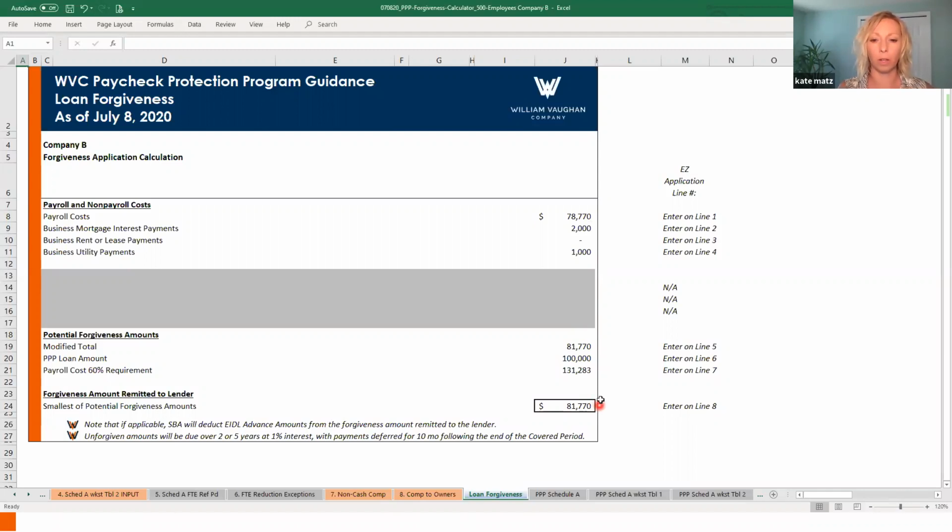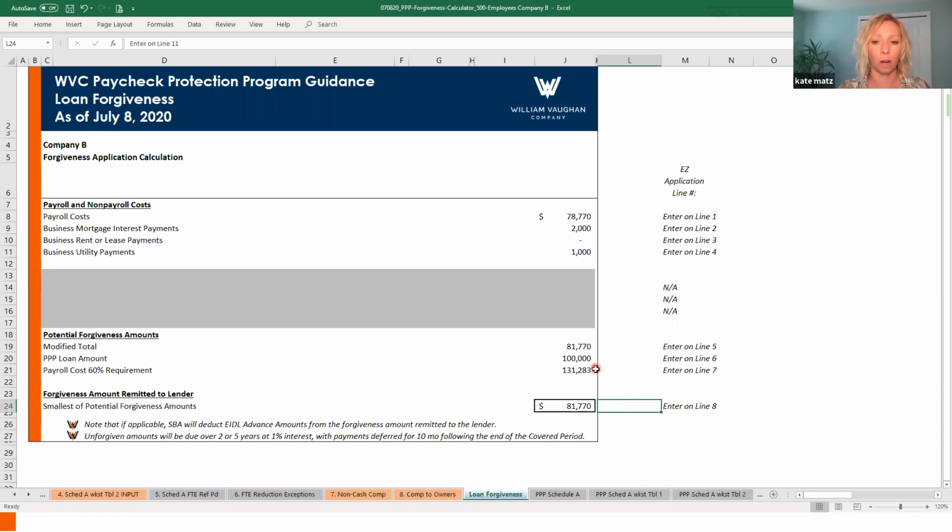So in this case, our current calculation as we've got it does not get us to full forgiveness, right? Our total loan amount was 100,000. We've only come up with 81,770. So if you ran through the calculator and you got to that conclusion, what you would start to do would be look at, all right, well, what's driving that? And is there anything that I can do? Is there something that I missed or something that I can change in order to maximize the forgiveness?